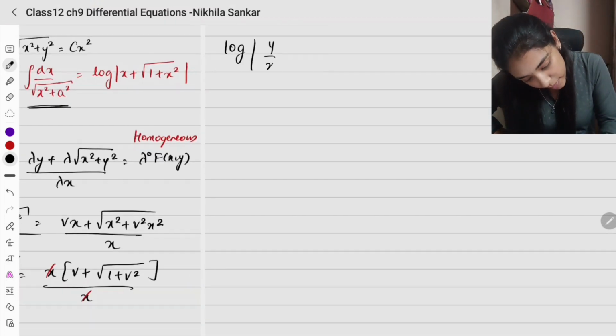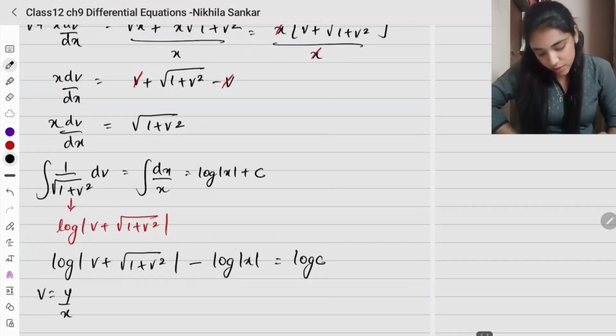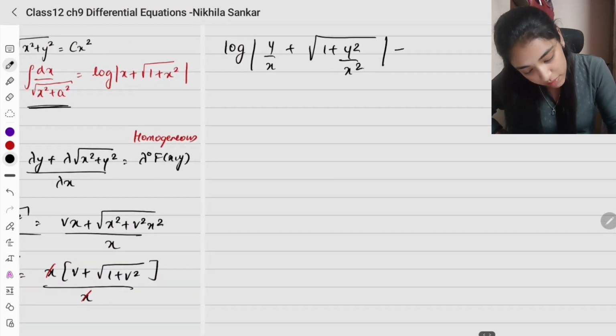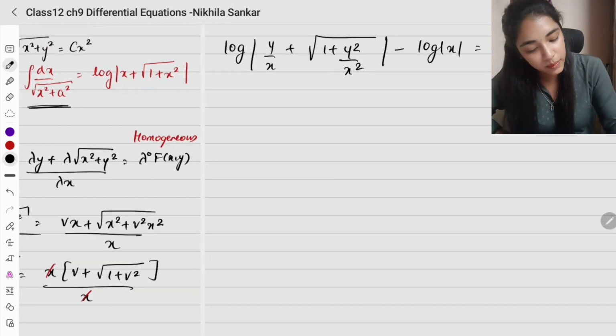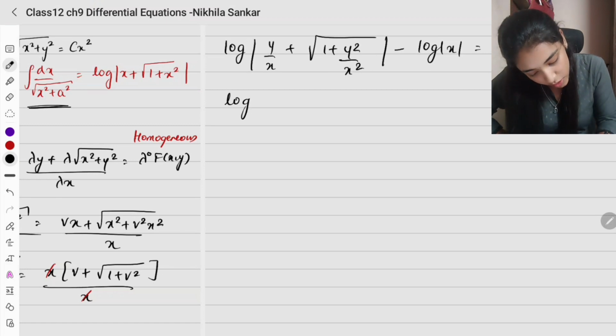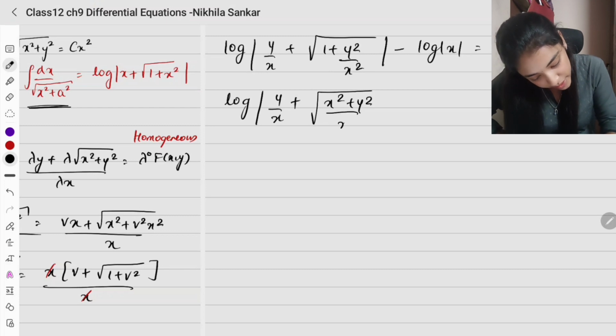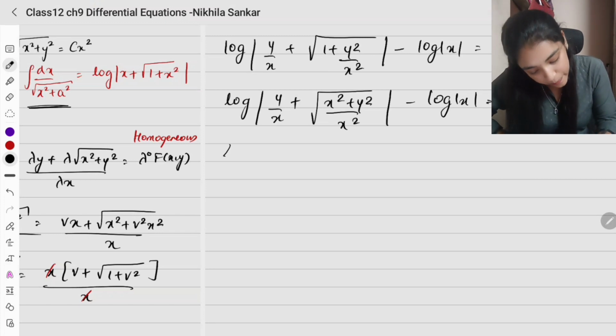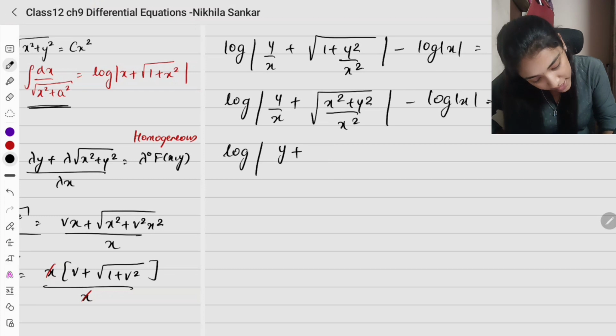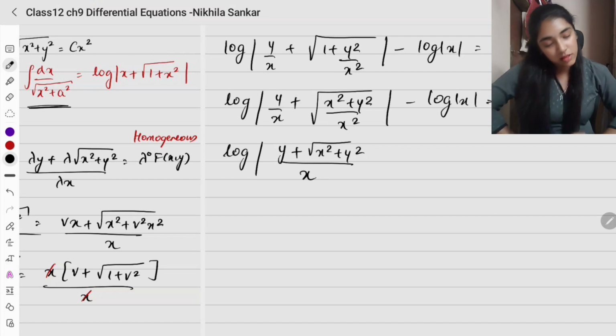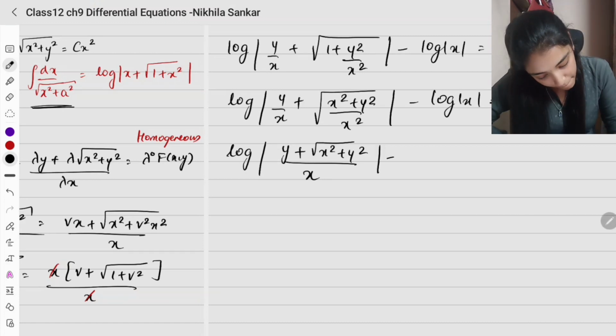Log of y by x plus square root of 1 plus y square divided by x square. v square க்கு பதிலா y by x போடுறேன். So this is one term minus log mod x equals log c. So what do I have? Log of y by x plus square root of x square plus y square divided by x square minus log mod x equals log c. Now log of y plus square root of x square plus y square divided by x, common division என்ன? Divided by x minus log of x equals log c.